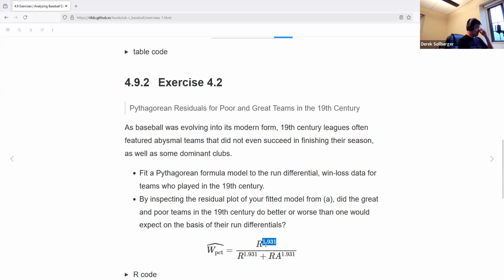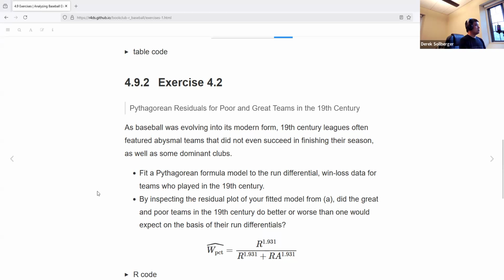The Bill James first draft of the Pythagorean formula had an exponent of 2. When I looked at the data from the year 1998 to 2023, the exponent was about 1.835. And when I looked at the data from about 1871 to 1899, the exponent is about 1.931. So a little bit higher for the exponent.